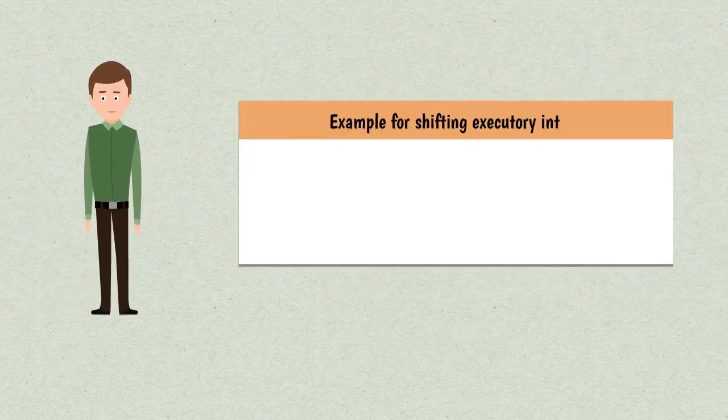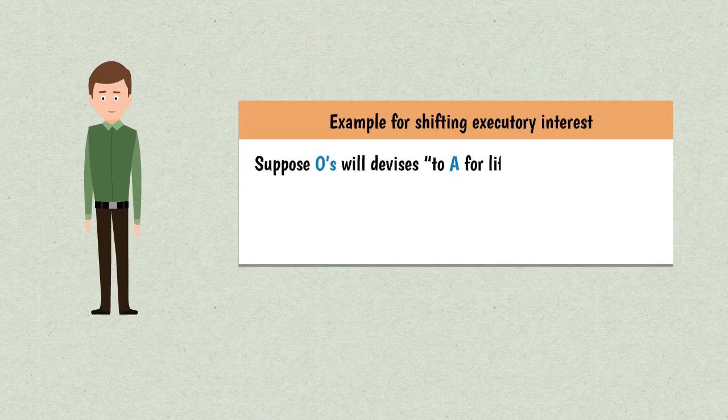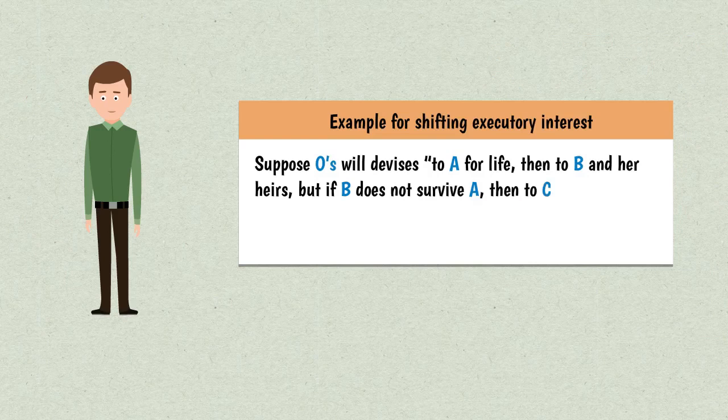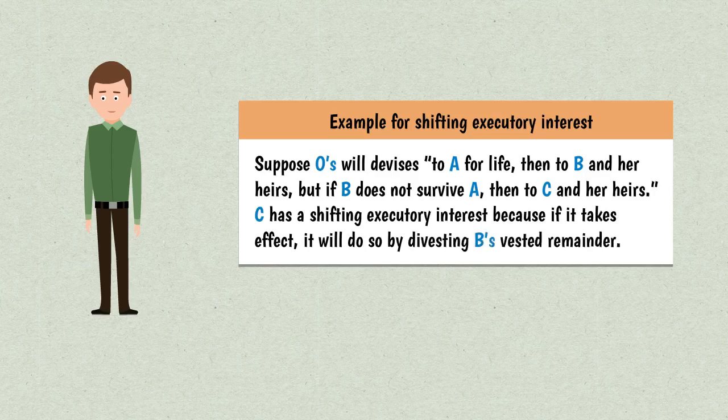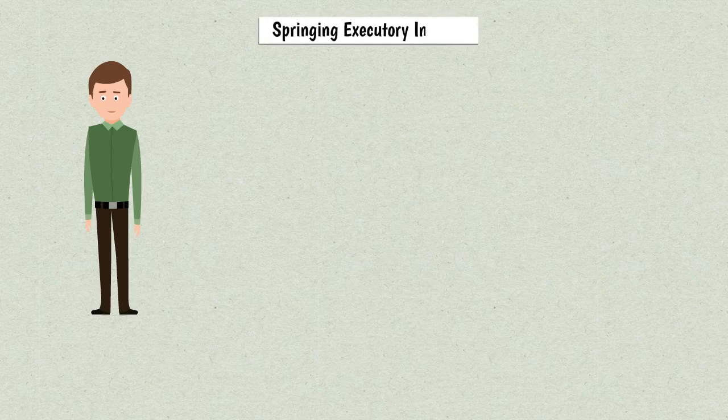For example, suppose O's will devises, "to A for life, then to B and her heirs, but if B does not survive A, then to C and her heirs." C has a shifting executory interest because it takes effect, if it does so, by way of divesting B's vested remainder. A springing executory interest is one which divests the grantee.